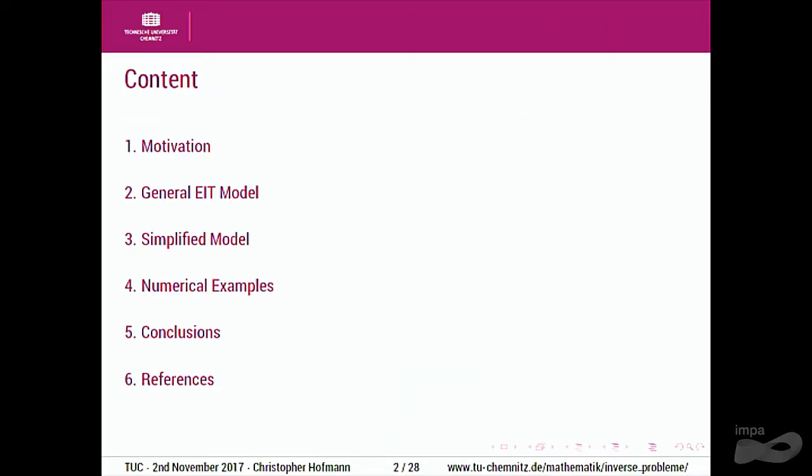In the following, I'd first like to start with a brief motivation for our model, our approach. Then I would like to introduce, or reintroduce, the general EIT model, continue with our simplification, and conclude the talk with numerical examples and conclusions.